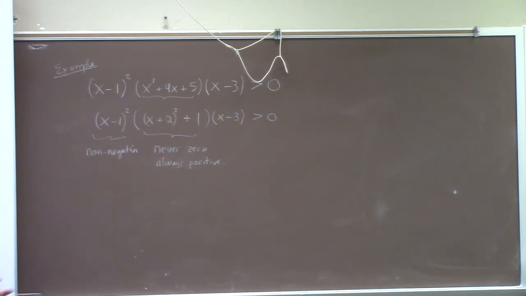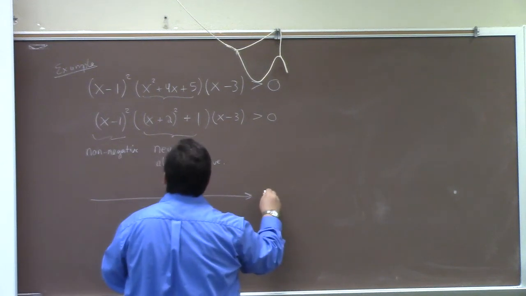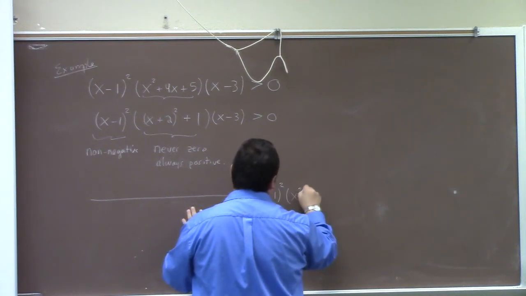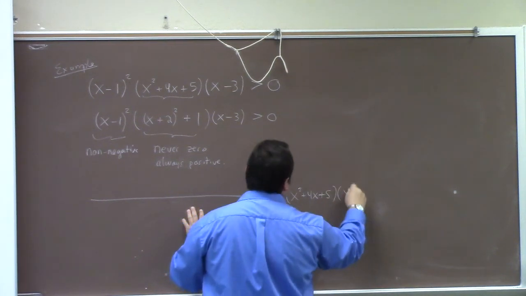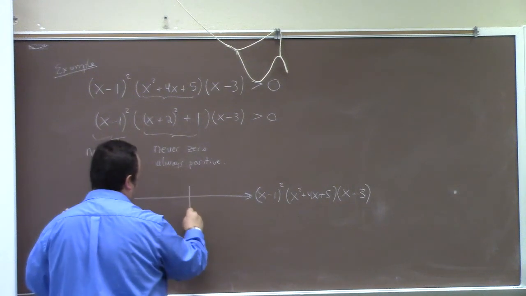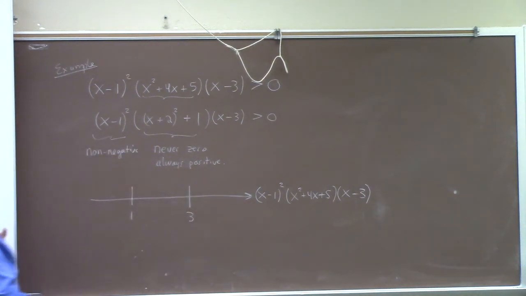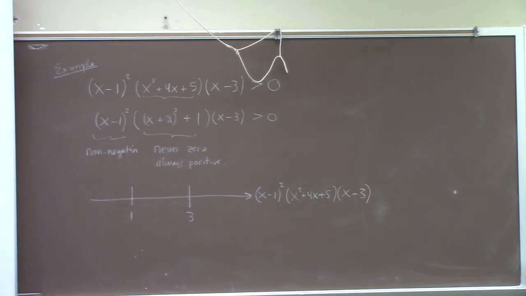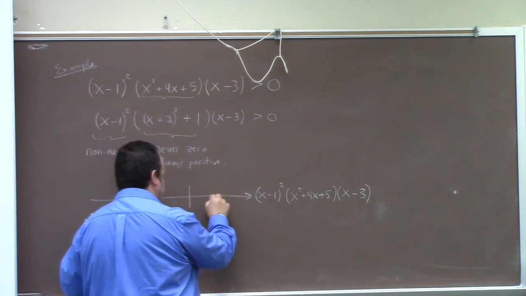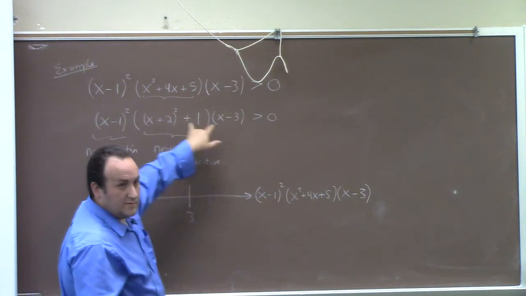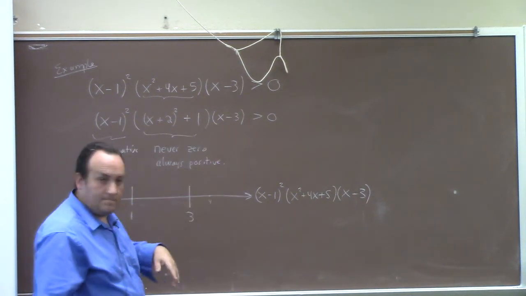So I can draw my number line. And if we follow my method, we would put down 1 and what else? 3, right? But 1 in some sense is not really needed because we already know what's going to happen. Plug in any points you like. How about 4? If we plug in 4, what do we get? Positive, positive, positive. Plus, plus, plus is plus.